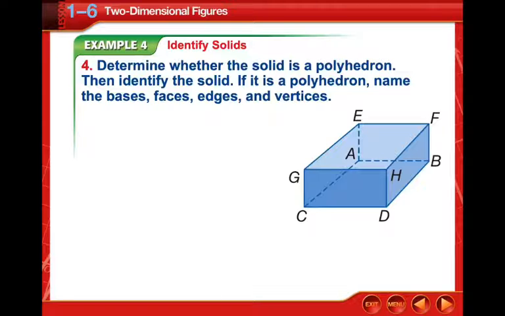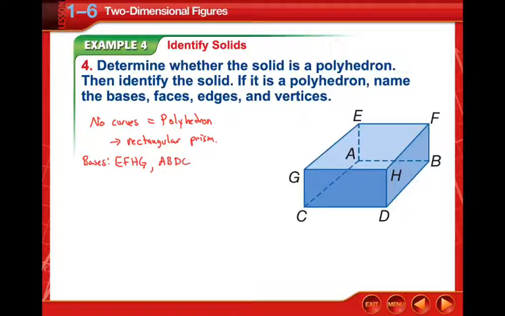So it is a polyhedron, right? It has all flat sides, no curves. So no curves equals polyhedron. And in this case, it is specifically a rectangular prism. And now we want to name all these parts, right? So the bases are the top and the bottom. So that's going to be E, F, H, G. And the bottom is A, B, D, C.